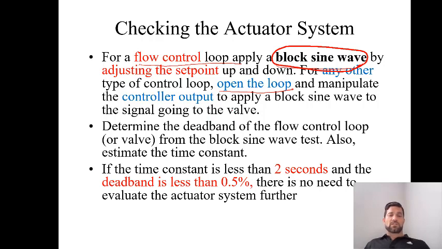Once we perform this test, which we'll go into detail on in a minute, we can determine what the deadband is. How significant does the requested change need to be in order for the valve to change? And we can also estimate the time constant. If our time constant is less than 2 seconds and the deadband is less than 0.5, then that should tell us the actuator is working fine.